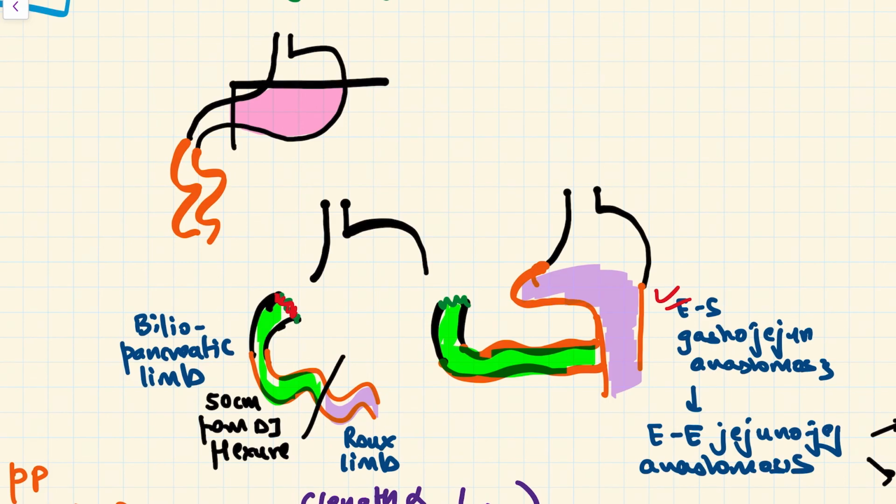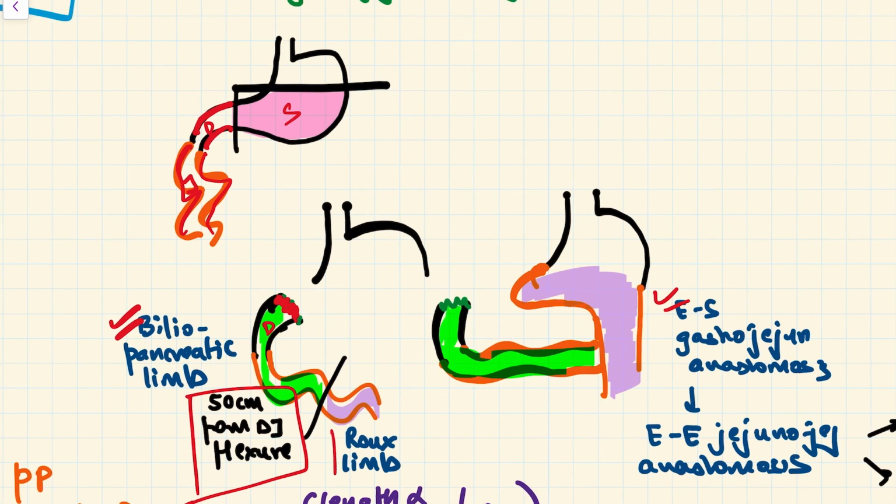So the limb, right, just imagine this is the stomach, this is the duodenum, and this is the jejunum. The duodenum is sutured, and it will carry the bile, so it is called the biliopancreatic limb, which is 50 centimeters from the DJ flexure. After that the limb is known as the Roux limb, and the length of the Roux limb is inversely proportional to the weight loss.